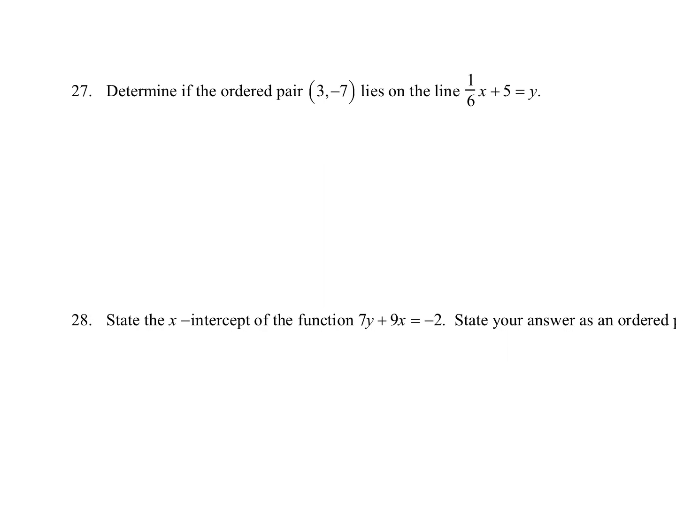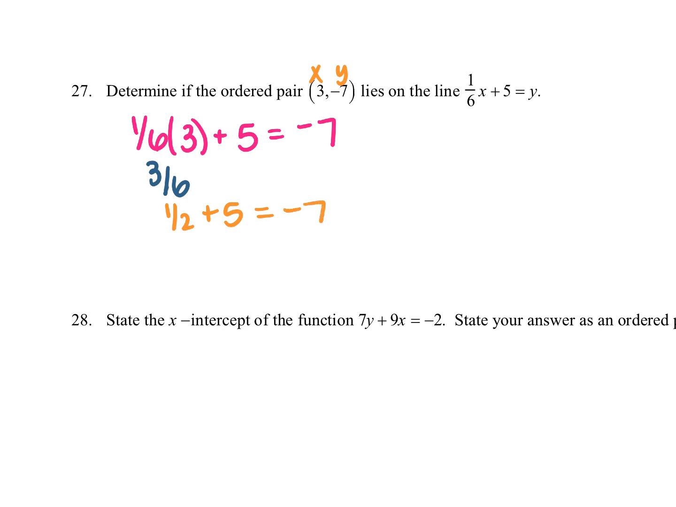For 27, we're determining if the ordered pair 3, negative 7 lies on the line of 1/6 x plus 5 is equal to y. So the ordered pair is our x and our y. If we plug these values in, this is going to give us 1/6 times x, which is 3, plus 5 is equal to y, which is negative 7. The 1/6 times 3 is 3 over 6, or 1/2, plus 5 is equal to negative 7. We know that 1/2 plus 5 is 5 and 1/2, and that is not equal to negative 7. So no, the ordered pair does not lie on the line.